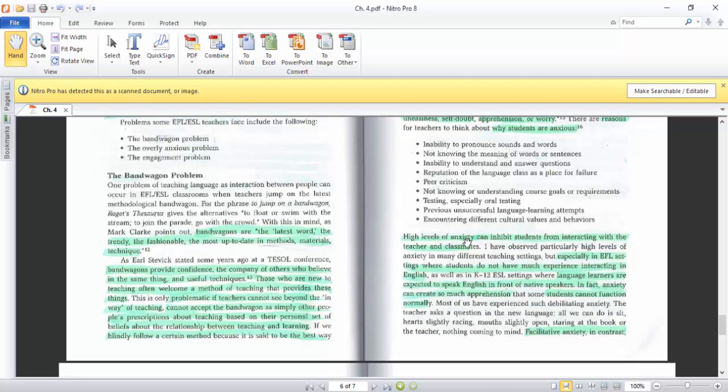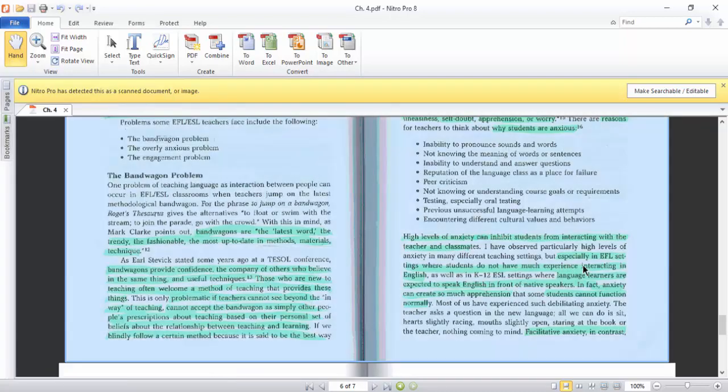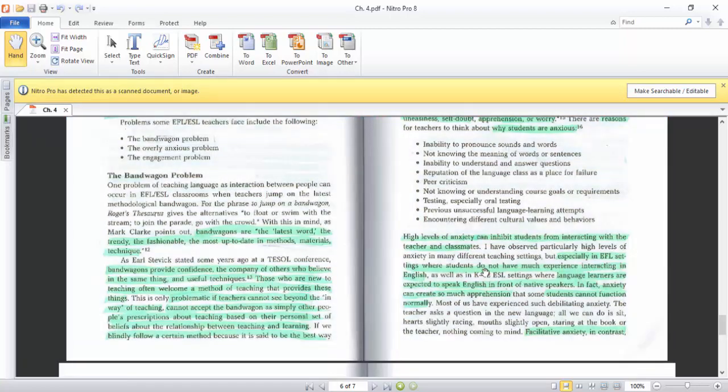A high level of anxiety can inhibit students from interacting with the teacher and classmates, especially in an EFL setting where students do not have much experience interacting in English. Language learners are expected to speak English in front of native speakers. In fact, anxiety can create so much apprehension that some students cannot function normally.